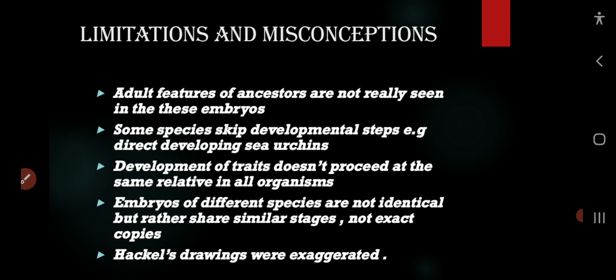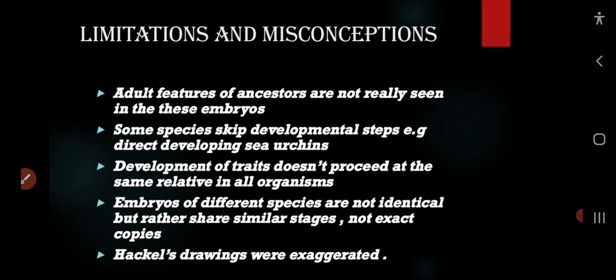So that is wrong. Then, species skip developmental steps. We have seen certain species, like the sea urchin, skip developmental stages. We compare it to its related organism. They pass through larval stages, but for the sea urchin, it develops directly into an adult sea urchin from the first stage and then goes directly to the adult stage.